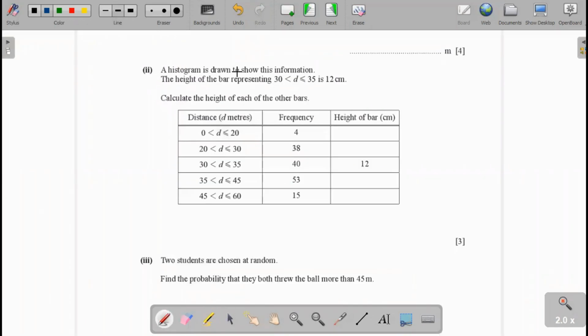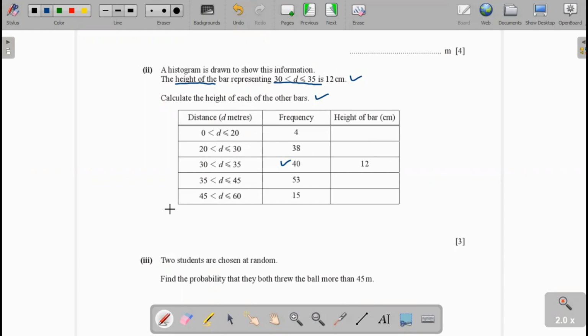Now in the second part, a histogram is drawn. The height of the bar representing the interval greater than 30 to less than 35 is 12. Calculate the height of each bar. Now we see that for the interval 30 to 35, the frequency is 40.